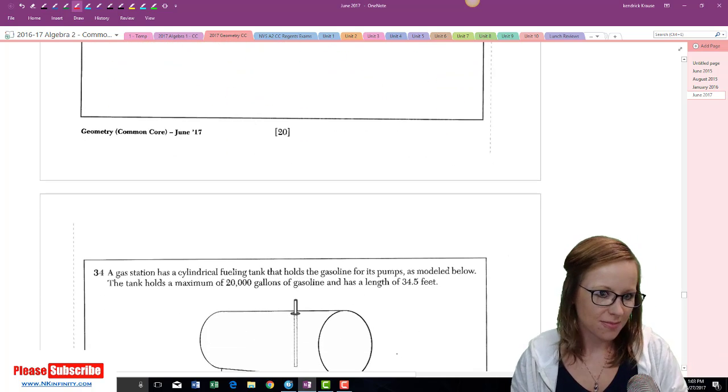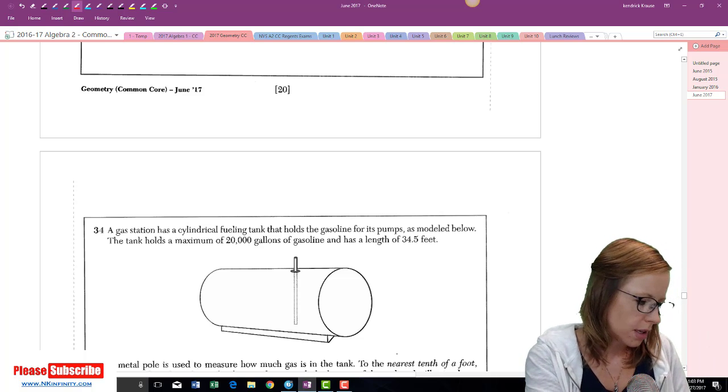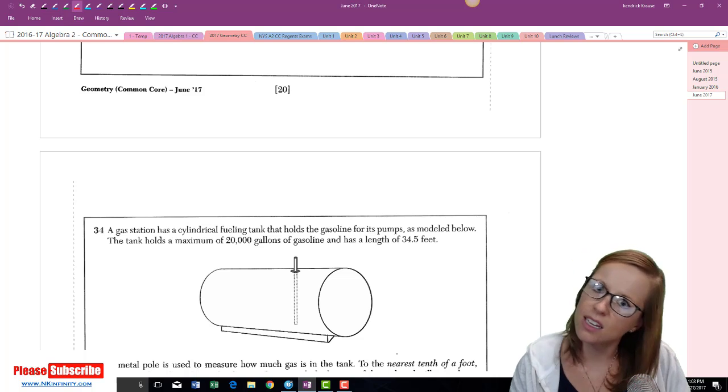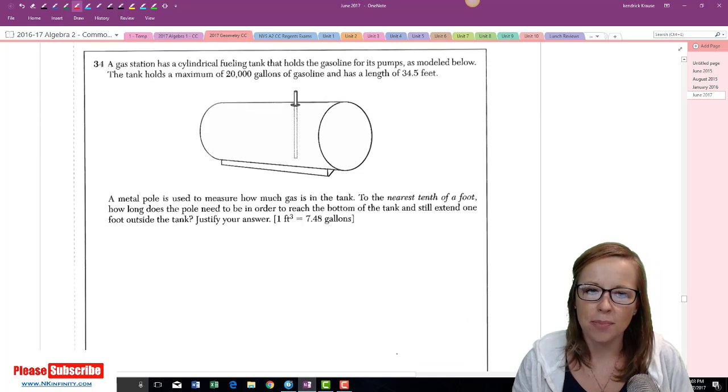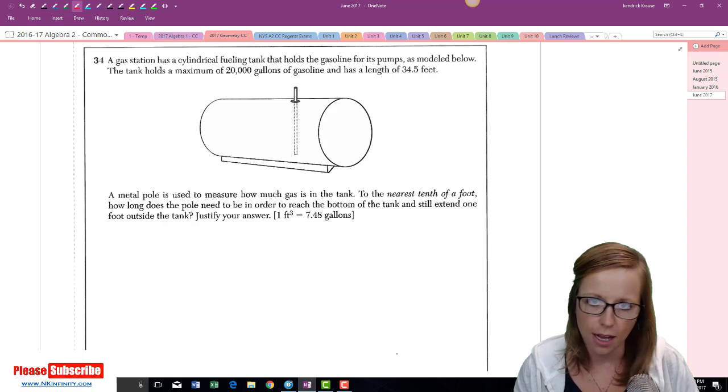All right. 34. Weird, right? You looked at it and you thought, huh? It's actually not bad once you wrap your head around it. This is probably a question that I would have looked at, went, huh? Moved on, and then come back to it and like really gathered myself.